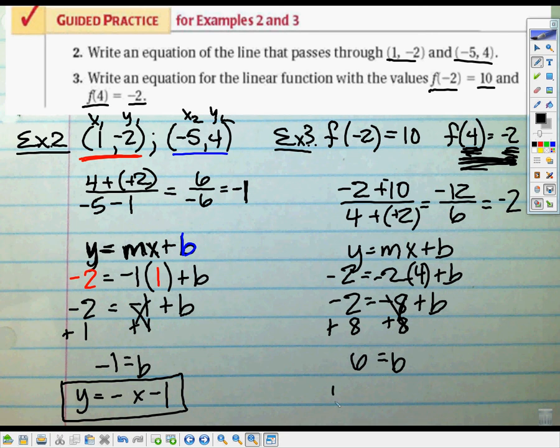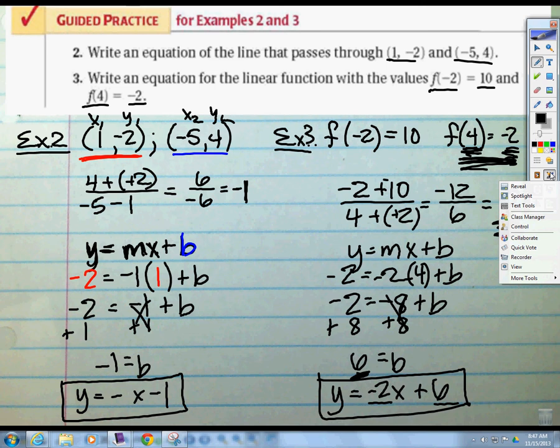So now if I go to write my equation, I have y equals something times x plus something else. My slope we found up here is negative 2, and my y-intercept we found right here is 6. So you get the equation y equals negative 2x plus 6. And that concludes your video notes for today.